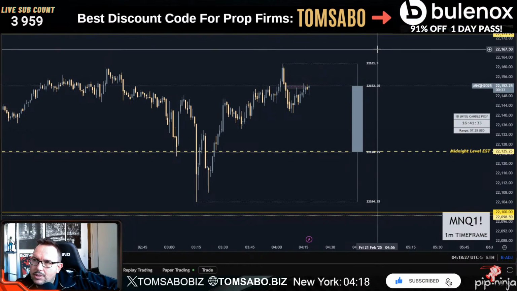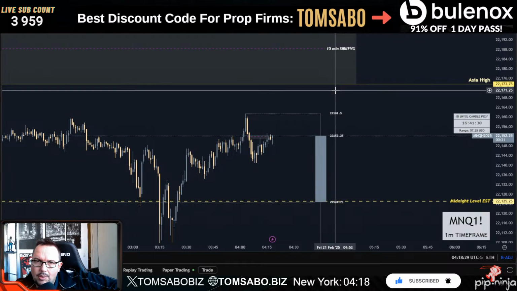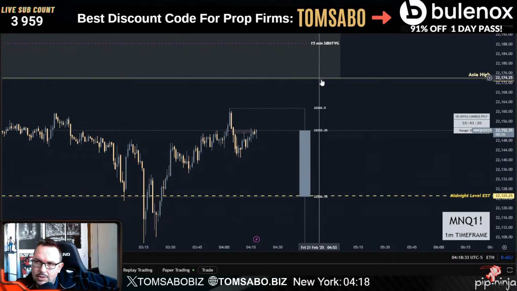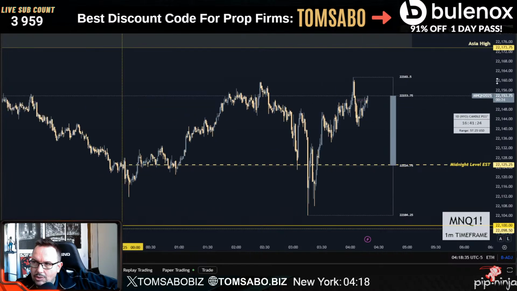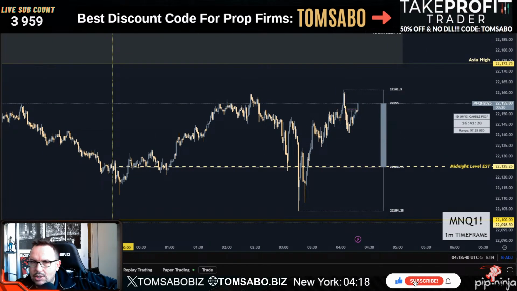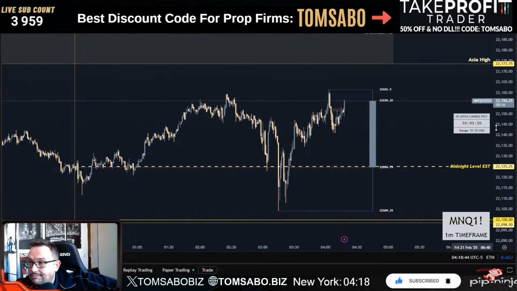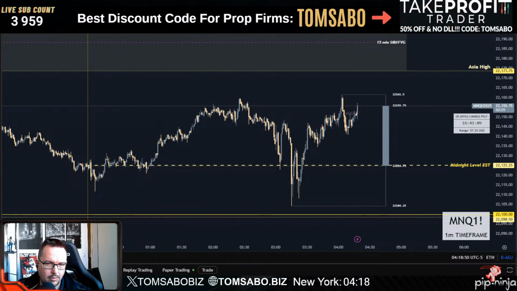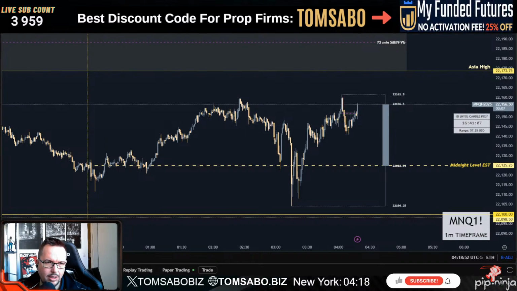I think this one is going to go to the 173, and maybe in the pre-New York or New York kill zone session it might go lower to test the zone, but I just don't trust this move now. Okay, I closed the position. I don't trust this, so what can we do, right?